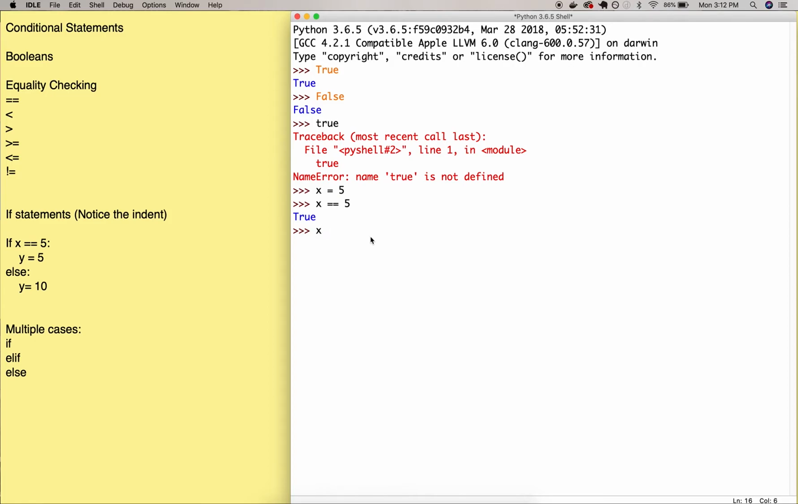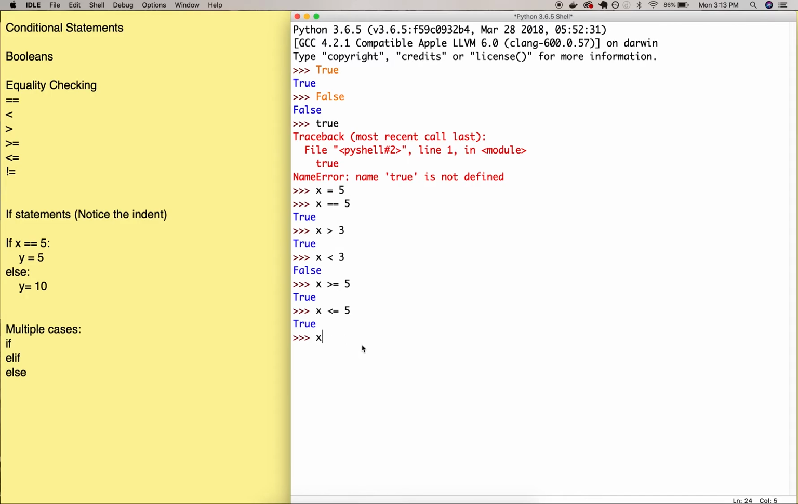So what if I want to do other operations, such as is x greater than 3? Well, that is true. Similar to math, just use the greater than or less than sign. Is x less than 3? False. We also support other operations like greater than or equal to 5, true, and then less than or equal to 5, true. I notice I just switched those up. Sorry, that's x greater than or equal to 5, and then x less than or equal to 5.